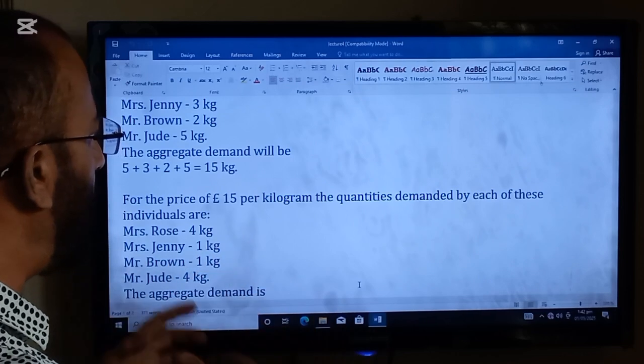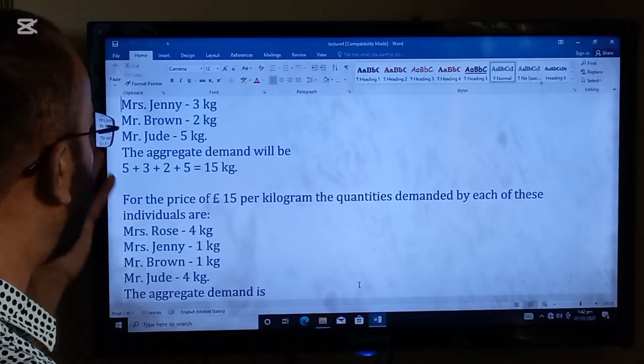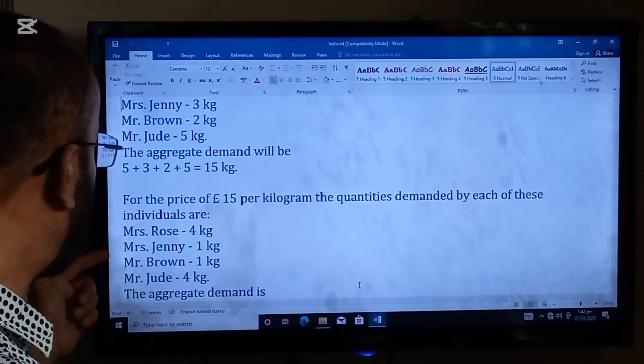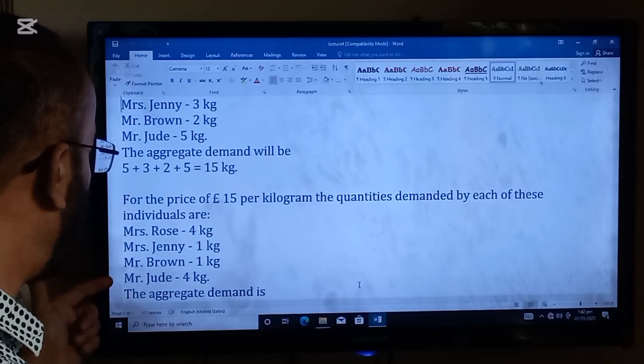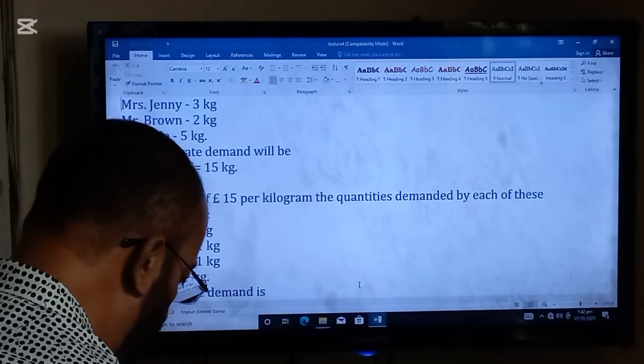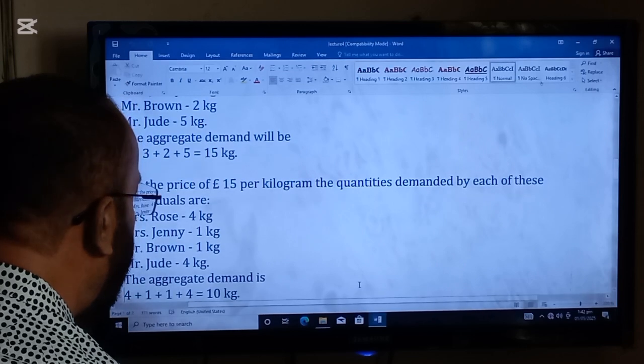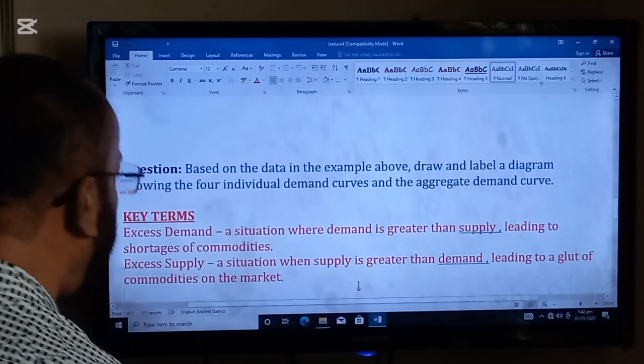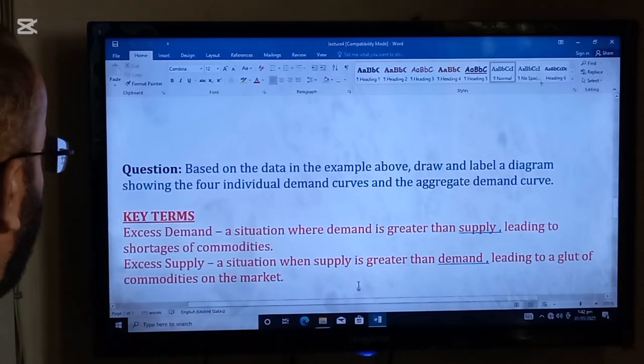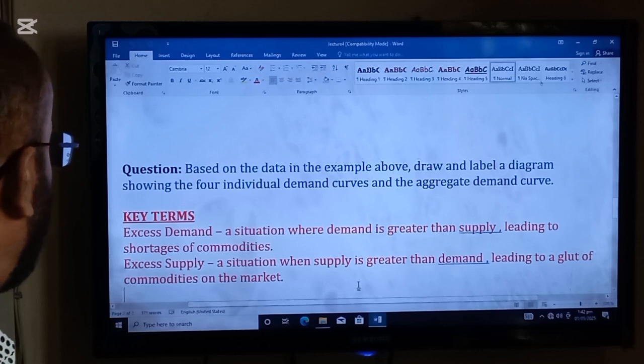We were given the individual demands of Mrs. Rose, Mrs. Jenny, Mr. Brown, and Mr. Jude. So now we will draw the graph of the individual demands and the aggregate demands. And finally, we are reading some key terms.